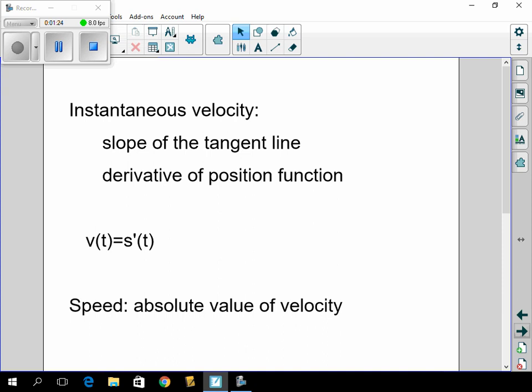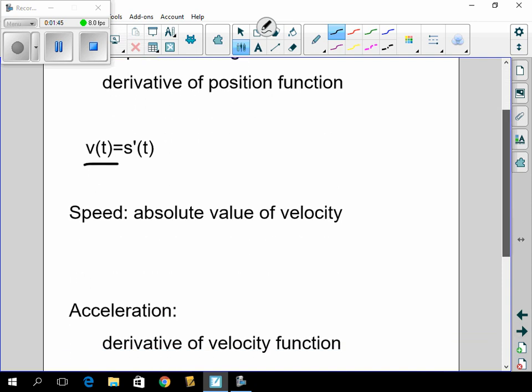When we talk about the different ideas of particle motion, we can talk about instantaneous velocity. Instantaneous velocity is the slope of the tangent line. That's just the derivative of the position function. So we usually say v of t is equal to the derivative of our position function. Speed is the absolute value of velocity. So velocity can be either positive or negative. Speed can only be positive.